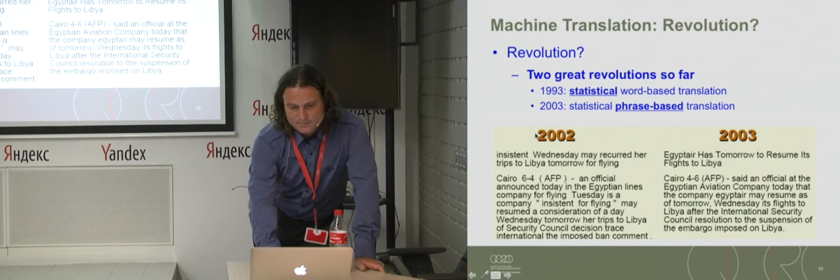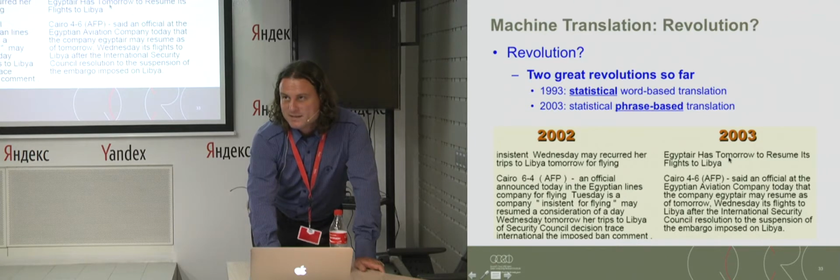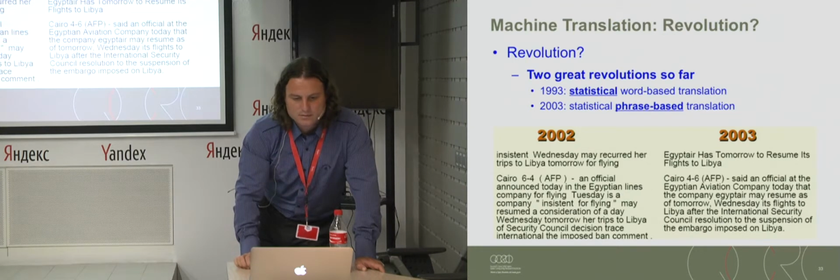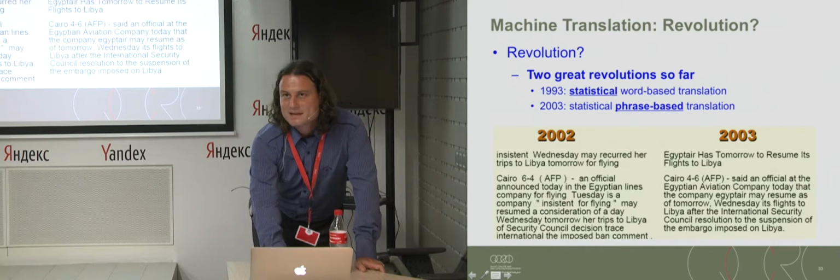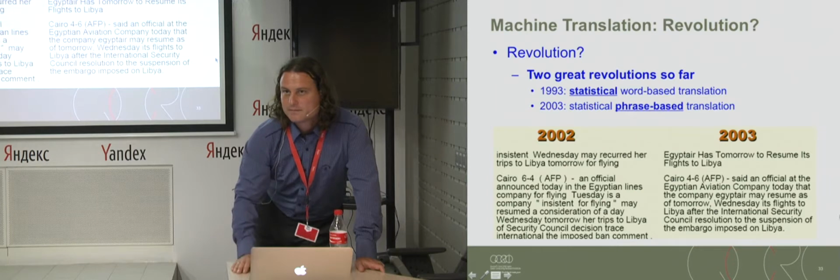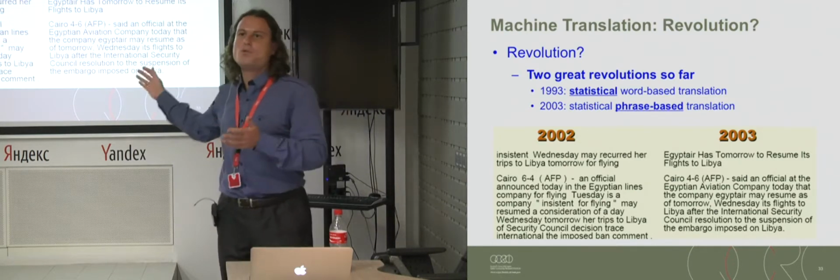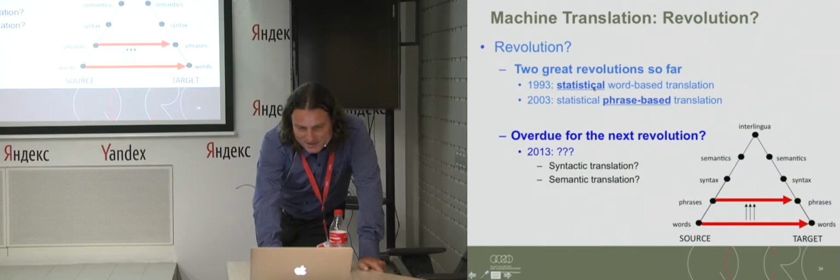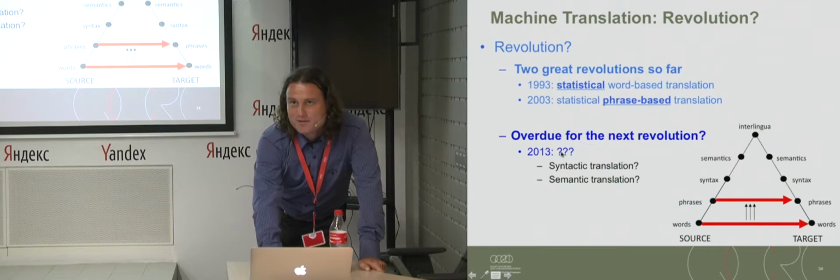So you can see a system from 2002 and from 2003. This is a word-based system, and this is a phrase-based system. You can see for yourself the difference. So this one on the left looks more like a word salad, and this has much more meaning, right? And also BLEU tells you about 4 BLEU points of improvement and so on. So the question is, if in 1993 there was this revolution with statistical translation, and 2003 of phrase-based translation, aren't we overdue for 2013, right? We should have had the next revolution.